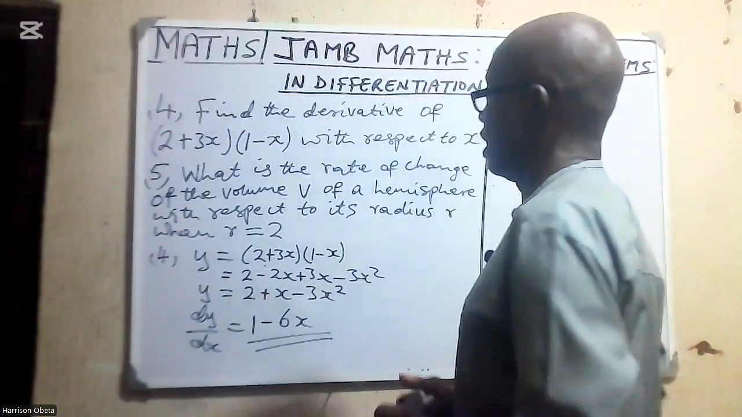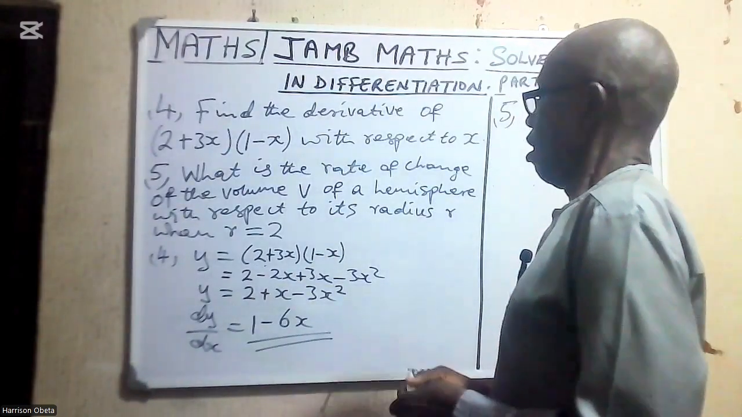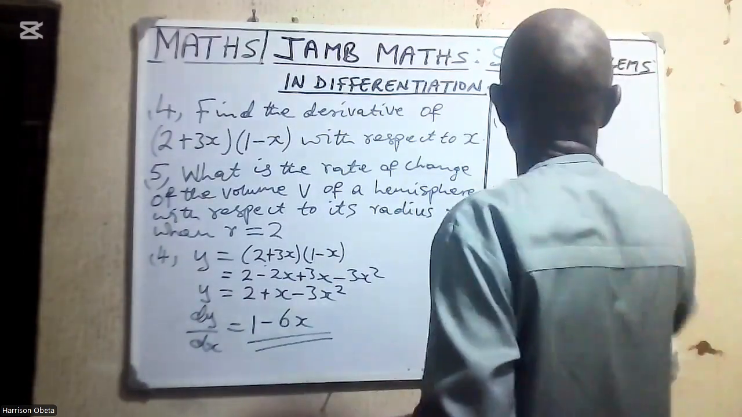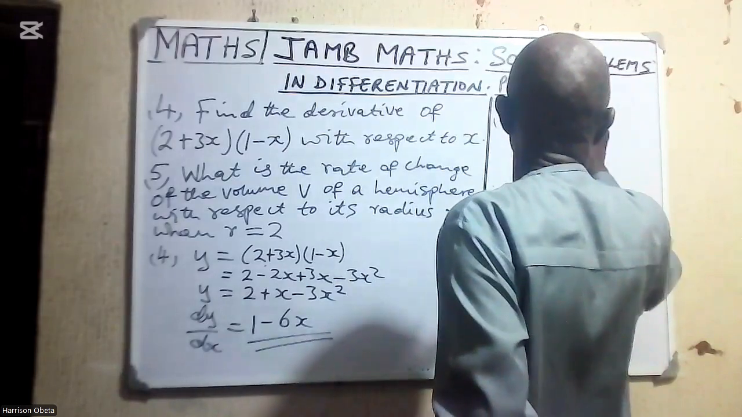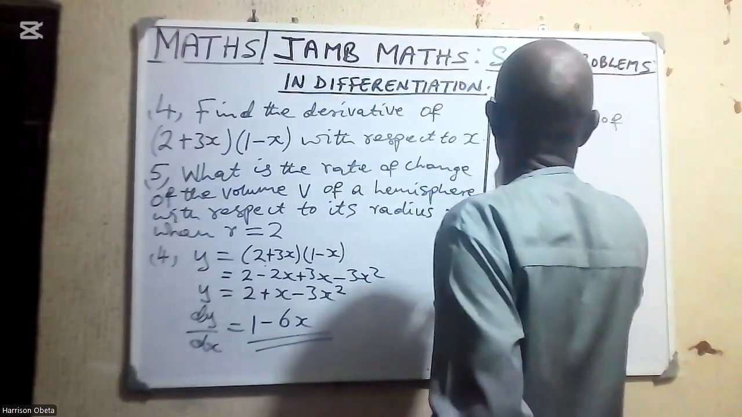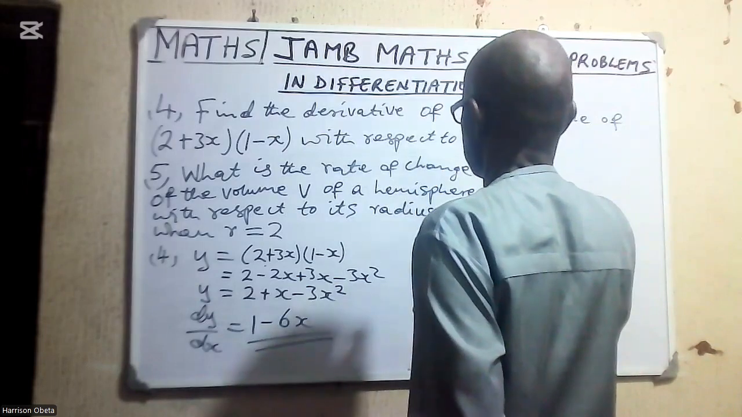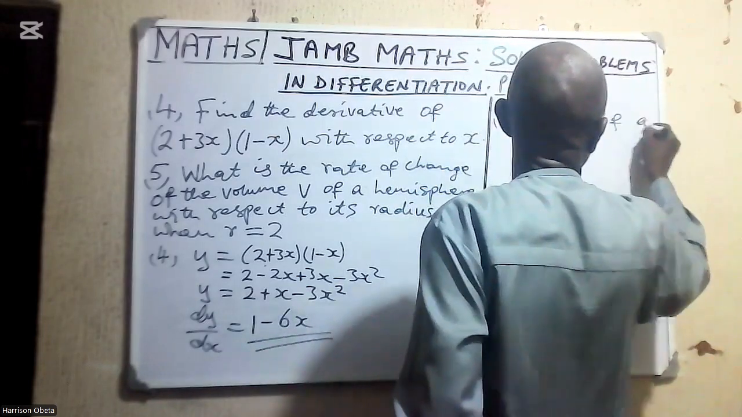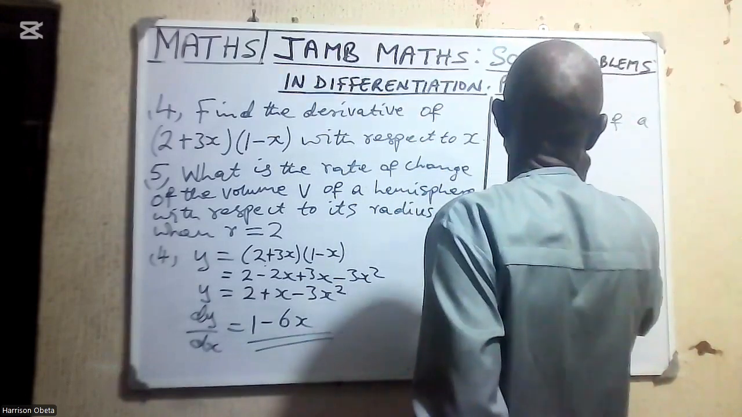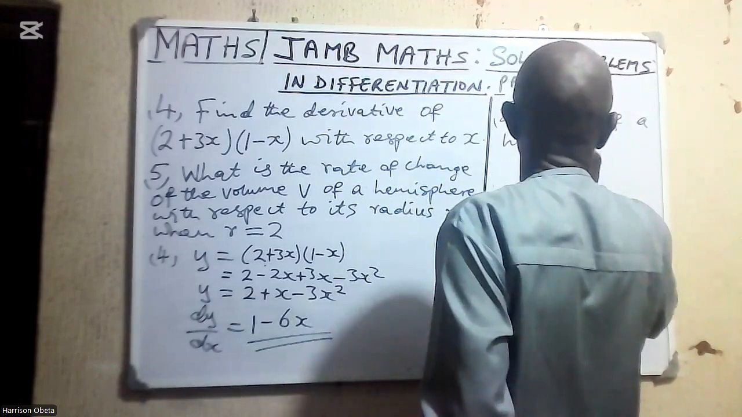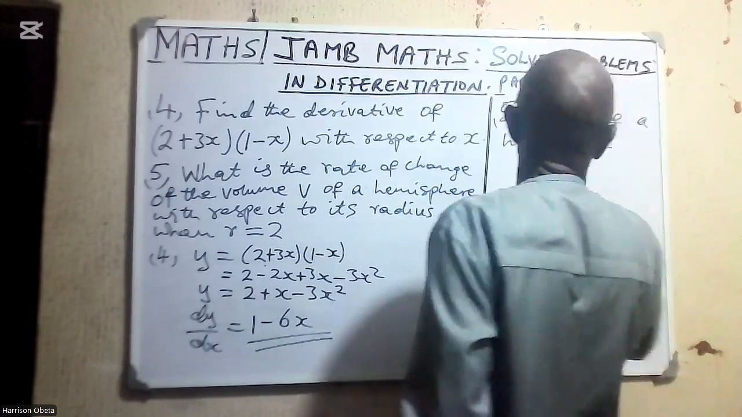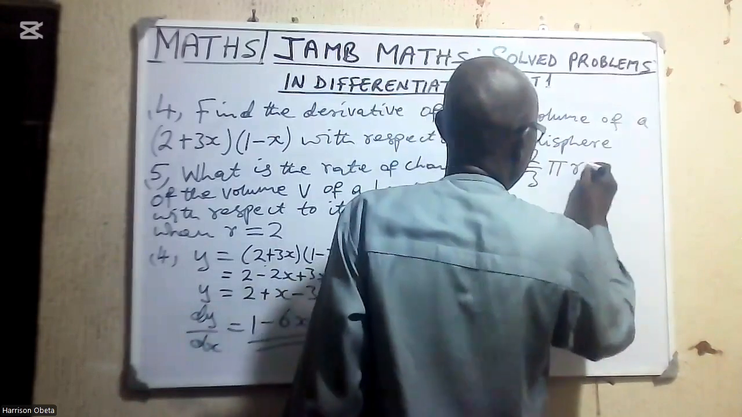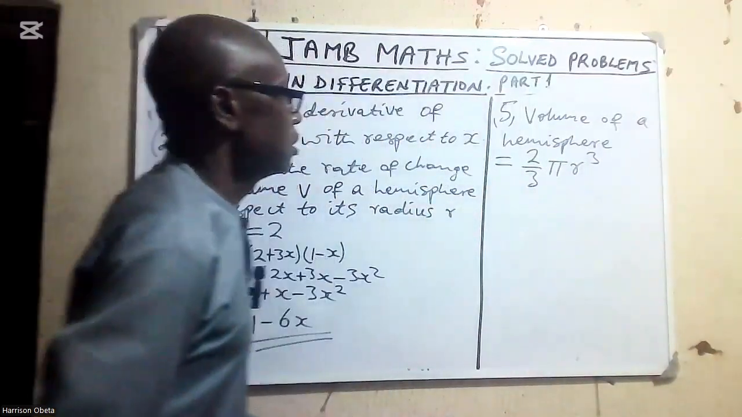And in number 5, we are asked what is the rate of change of the volume V of the hemisphere with respect to its radius. So volume of a hemisphere is equal to 2 over 3 pi r cubed. That is the volume of a hemisphere.